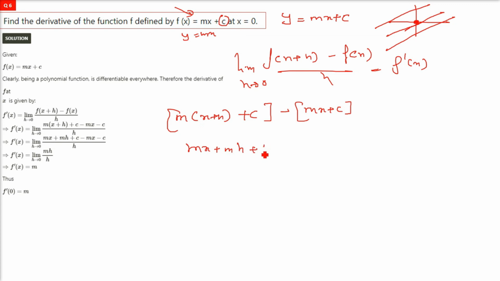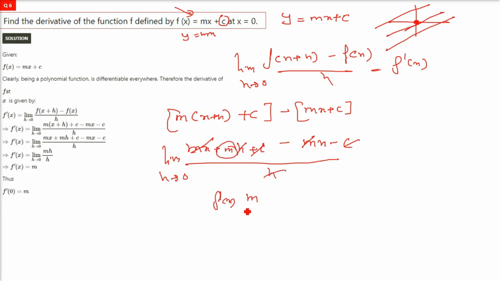So mx + mh + c minus mx minus c. mx gets cancelled, c gets cancelled, you have mh divided by h, limit h tends to 0 is already there. Now you can cancel h, you will not be able to apply a limit because m is a constant. Now this result is very important.